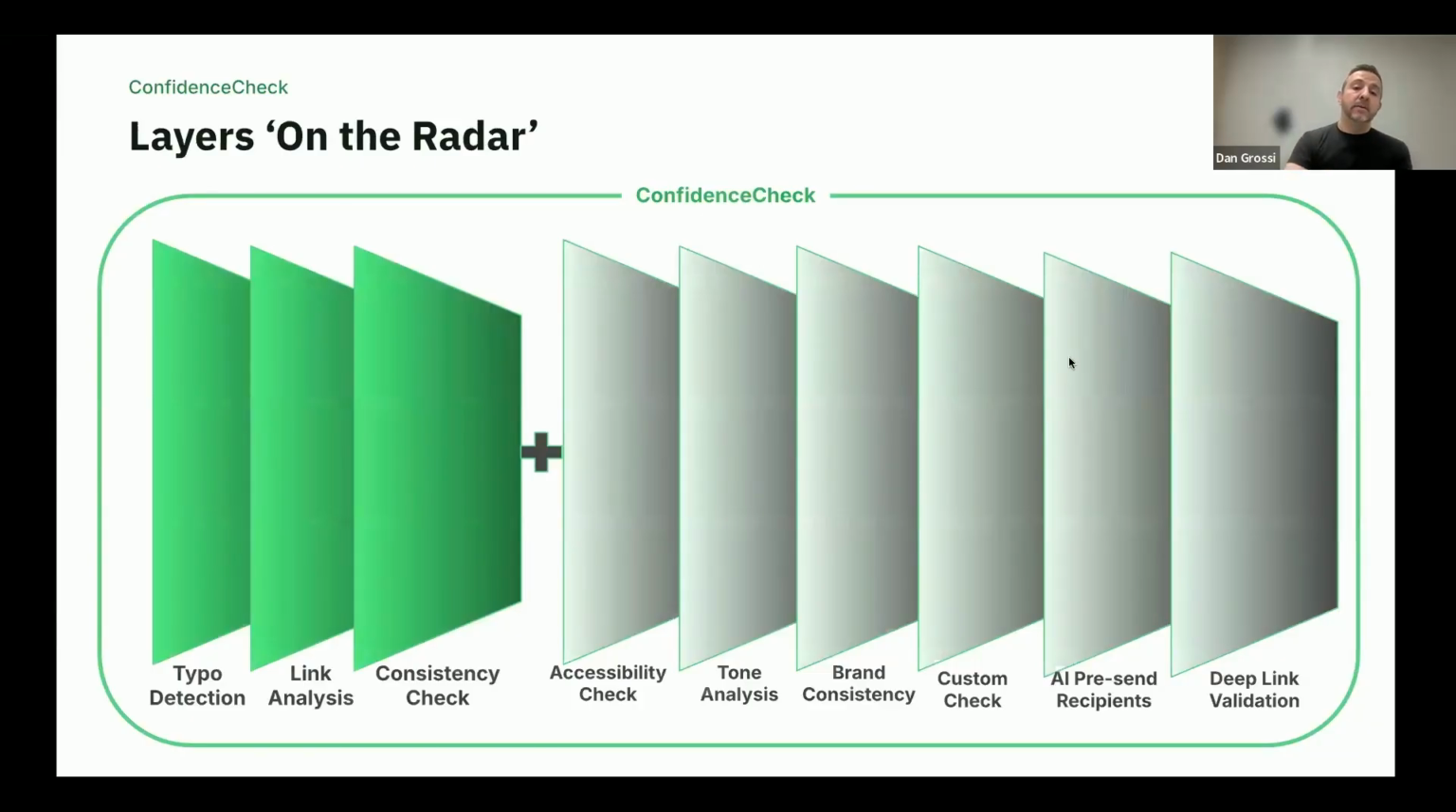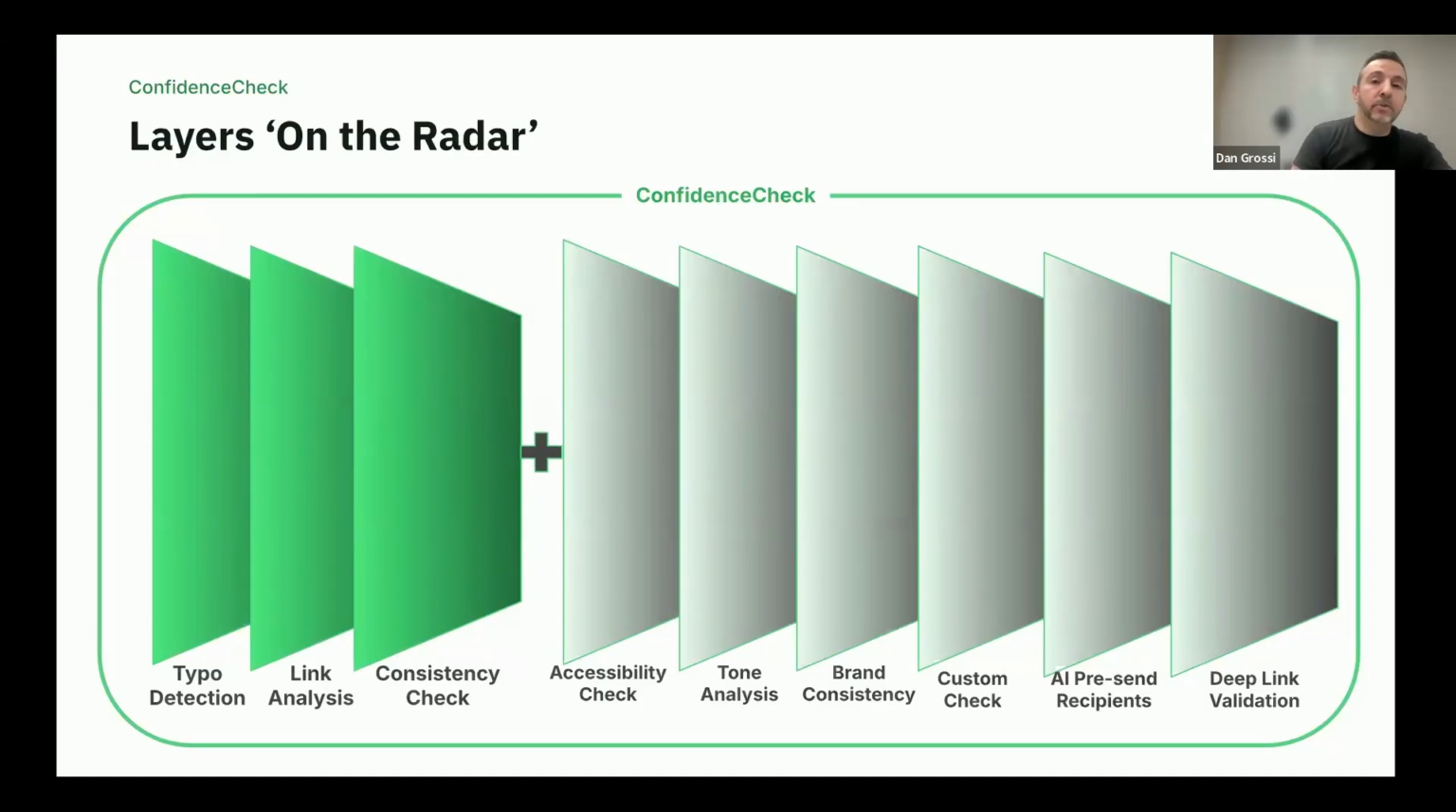Now, having said that, these are the three things that we have today, but there are many things on the radar as additional checks that we can continue to build on top of our ConfidenceCheck platform. Those are the things that we've noted here off to the right in the gray. We're going to spin up a poll because we'd love to get some feedback and hear from you. What would you like to see next in ConfidenceCheck? What's a priority for you? What would really move the needle?